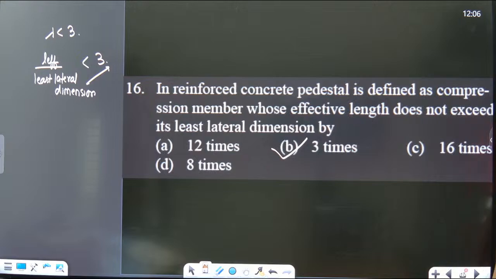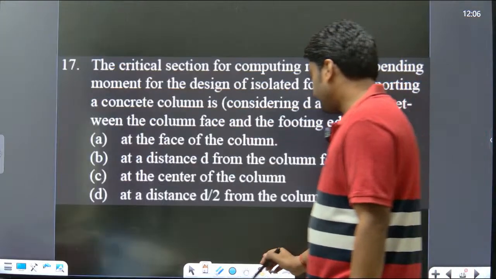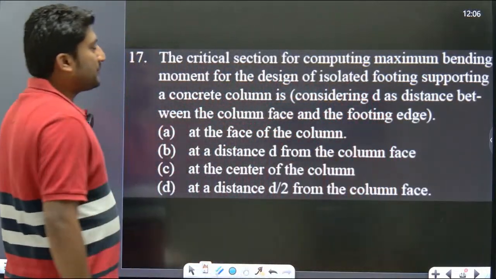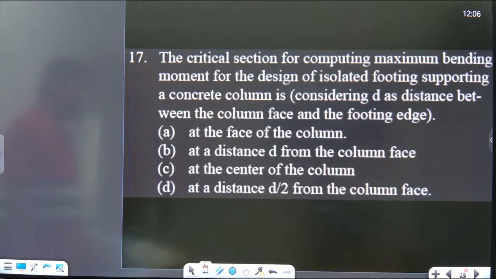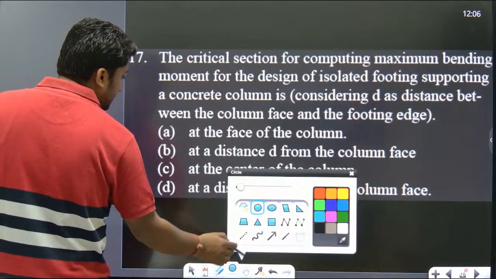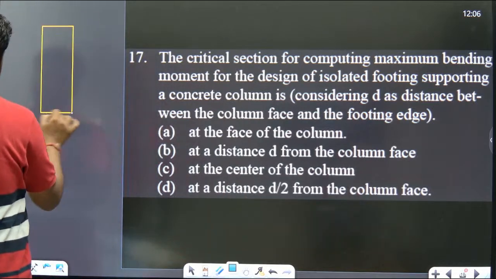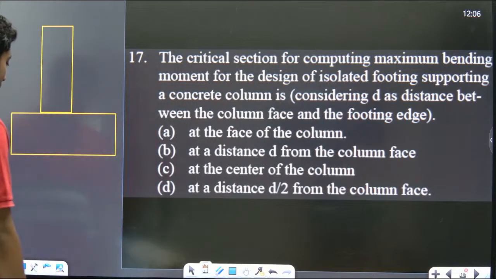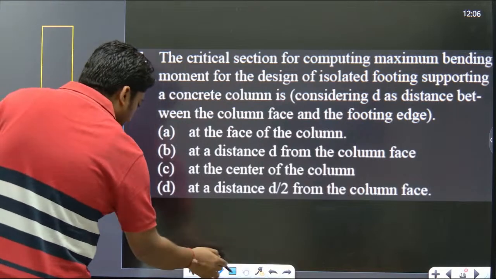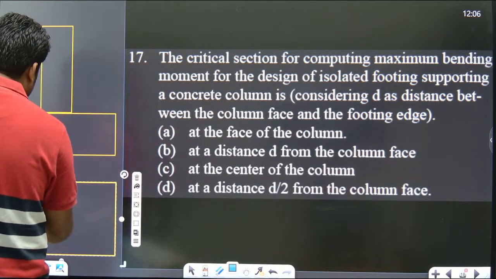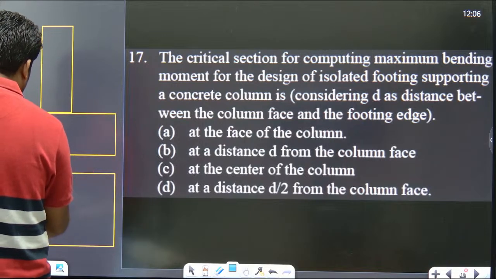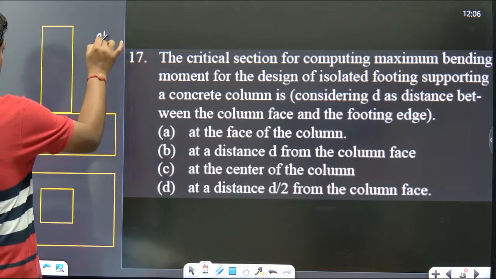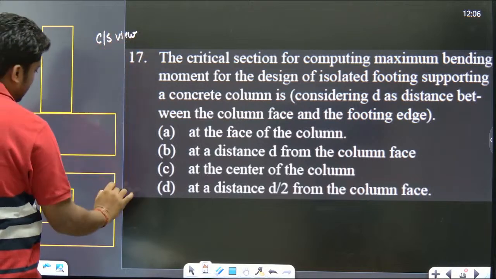Okay, moving ahead with the next question. Answer this question. The critical section for computing maximum bending moment for the design of isolated footing. So you can see very carefully, I will show you the isolated footing. This is an isolated footing, and the top view looks something like this. So this is the top view and this is the cross section view.